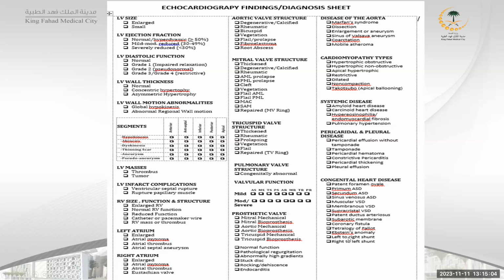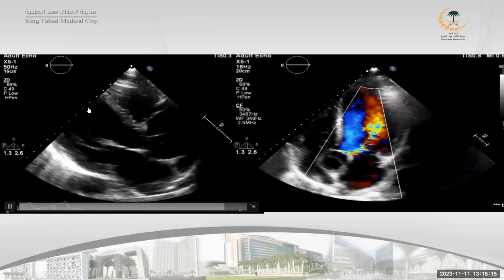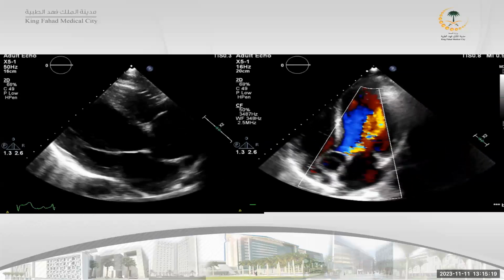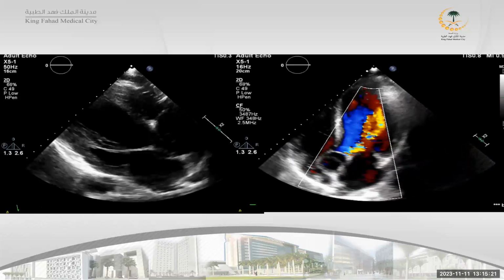So, and if you have also any shunt, left to right or right to left. So now we have about 25 participants. We'll start, Bismillah, for the first case. It's not important here to write all the findings, but if you have 2 to 3 findings, please write in your books.